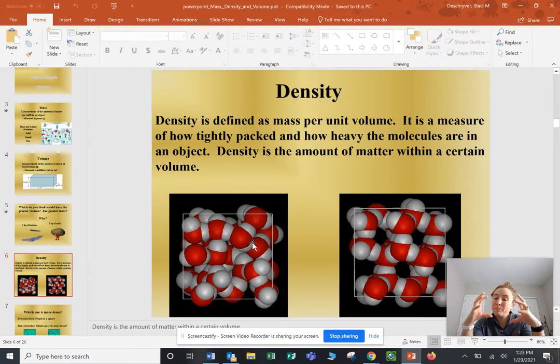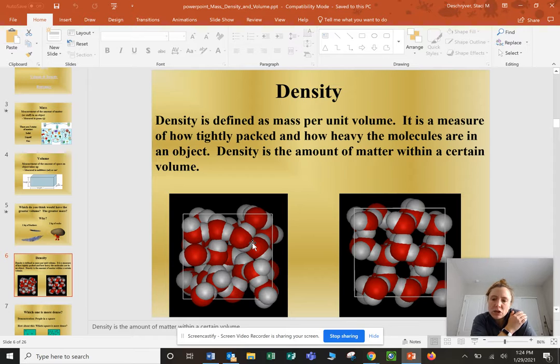So if you think about that same bar of gold, if you cut that bar of gold in half, you're reducing the mass by half, but you're also reducing the volume by half too. So that mass to volume ratio comes down in the same ratio, the same comparison value. So it's a measure of how tightly packed and how heavy the molecules are in an object, or how much mass the molecules have in an object. So density is the amount of matter per given space. It says amount of matter within a certain volume. Sometimes we say how heavy something is for its size.